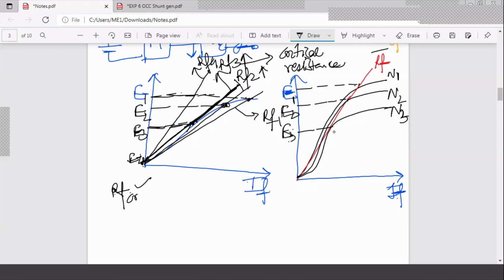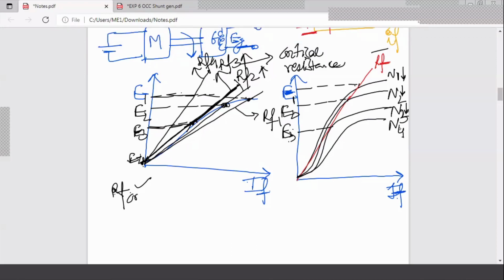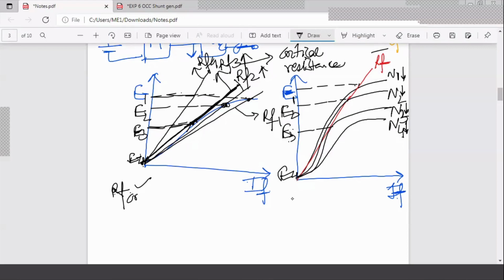N1 is reduced to N2, N2 is reduced to N3. Any further reduction in the speed, what will happen? Like this, it will go like this, N4 and so on. N4 is again smaller than N3. You can see that this line is no longer touching this characteristics line, this RF line, which is fixed here. It is not touching this line, as a result of which the induced EMF will be almost zero. E4 will be nearly zero.